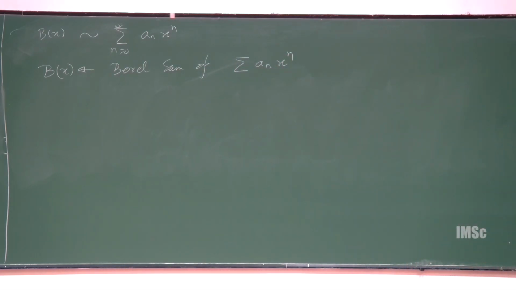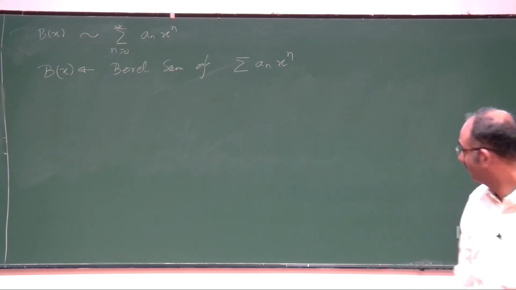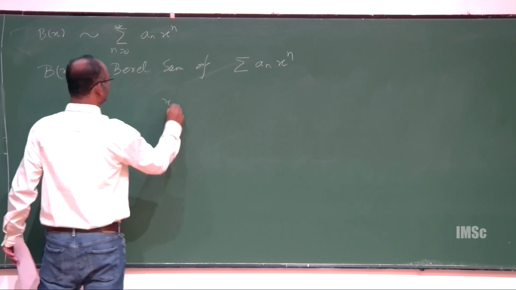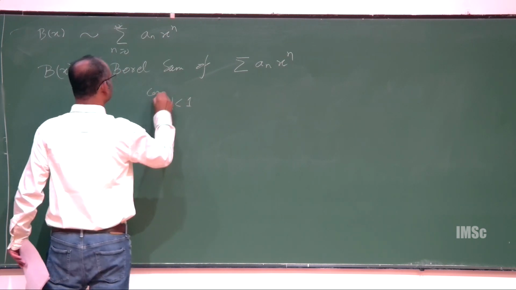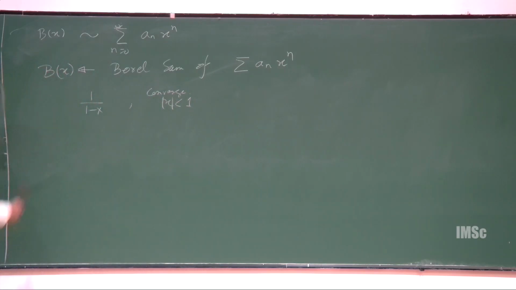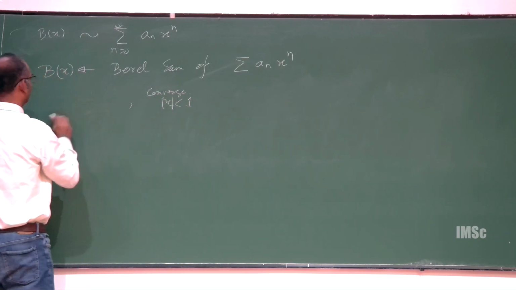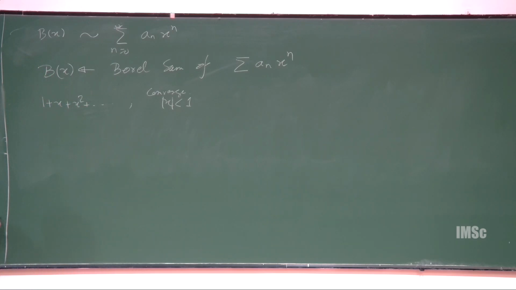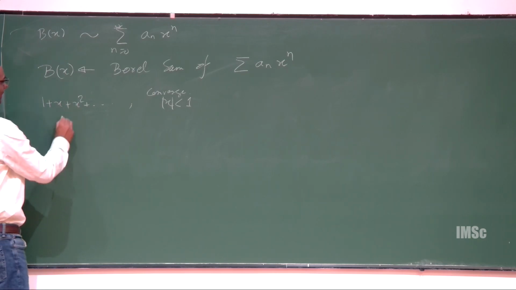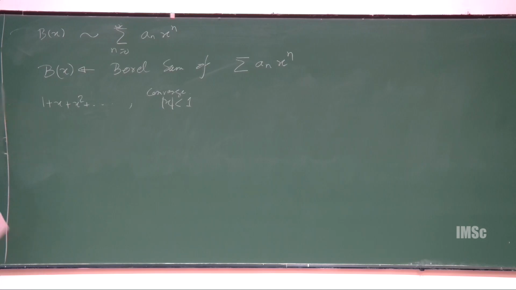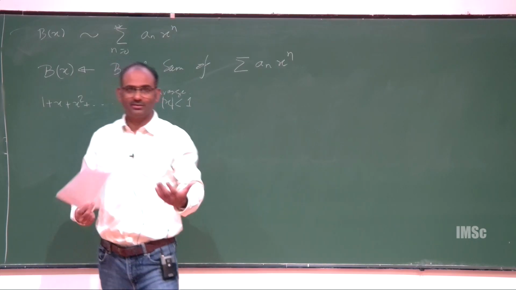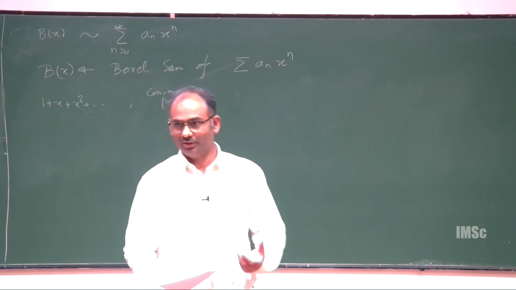Okay, and you can check that if you take, let's say, 1 plus x plus x square plus x cube and so forth, it is convergent for mod x less than 1. Okay, that converges. This is convergent for x less than 1, and you know that the sum is 1 over 1 minus x, but you could do this procedure and arrive at the Borel sum, and you will get 1 over 1 minus x. Okay, so that is true for all x except for x equal to 1.